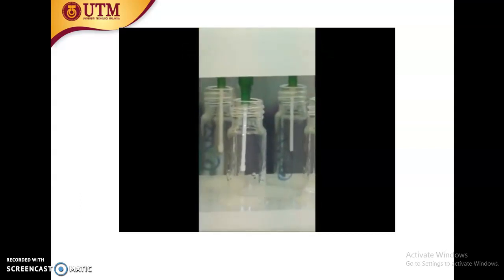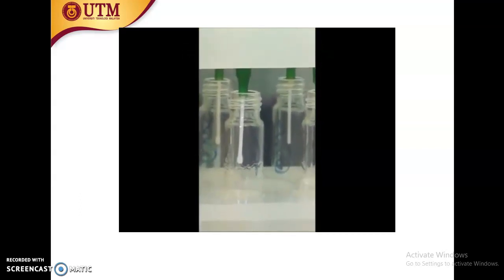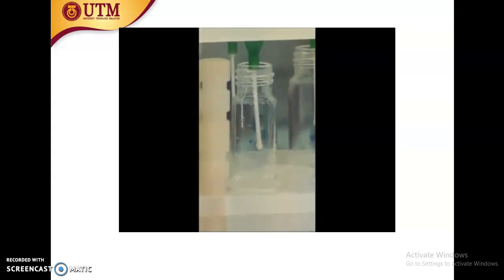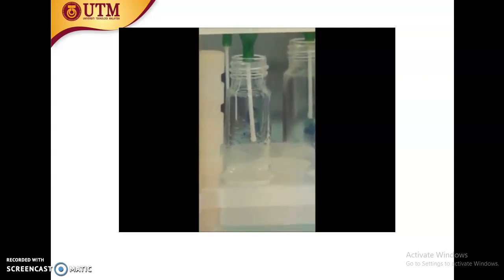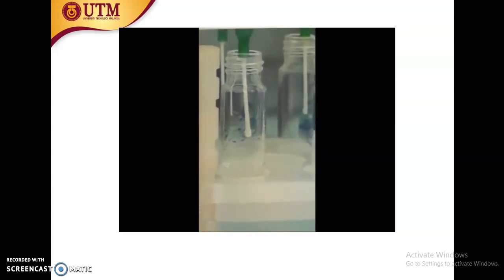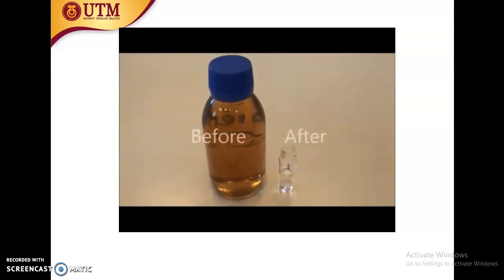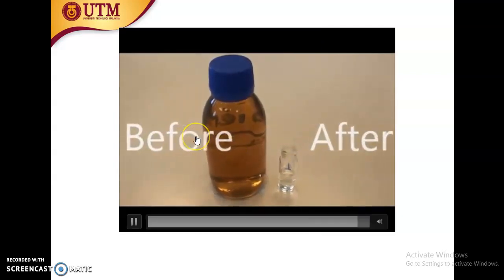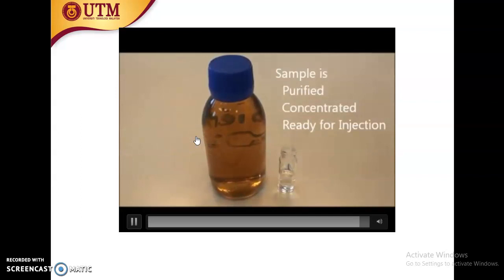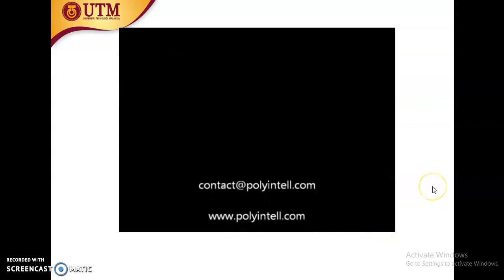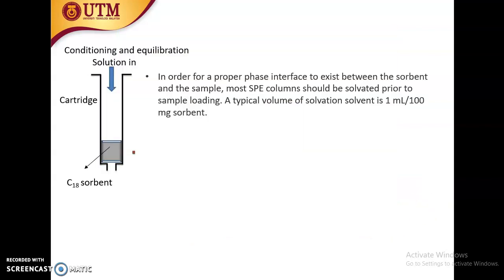You see that the color of the original solution turns from yellow to colorless, whereby this is the solvent that you use during elution. Before, it was maybe up to 100 ml. Now we have a very concentrated solution and it is colorless. Let us look one by one at each procedure.